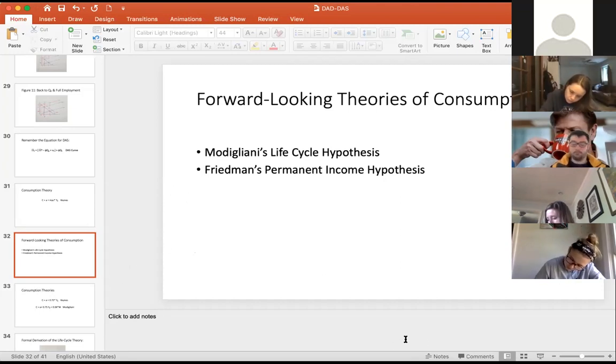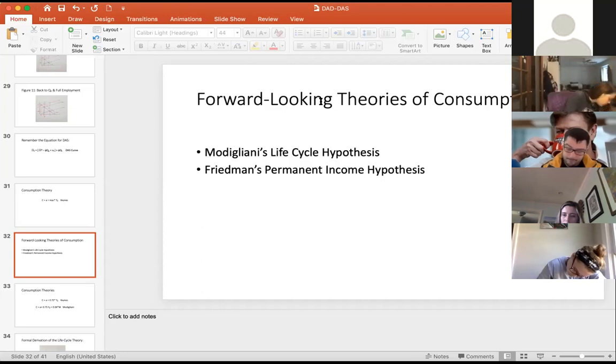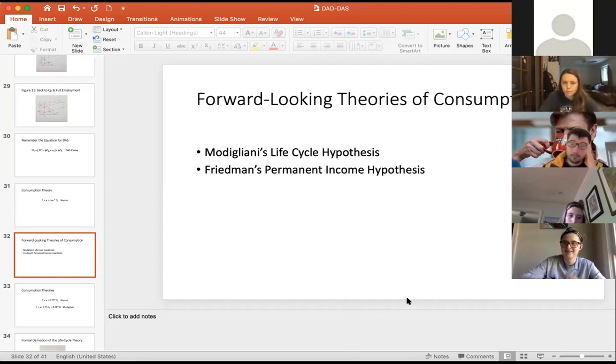So what did Mr. Modigliani say? Before we get into Modigliani, I want to make some general comments about these forward-looking theories. The first point is consumption today is not limited by income today. According to Keynes, you're constrained by your income. That's certainly the story that we tell in microeconomics, right? There's a budget constraint and you can't spend more than your budget. So what Modigliani said is that's patently not true.